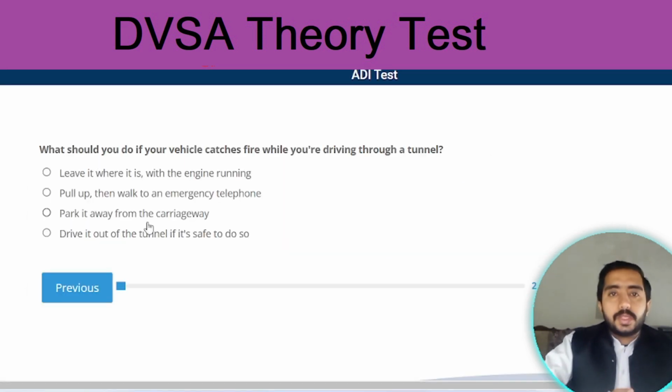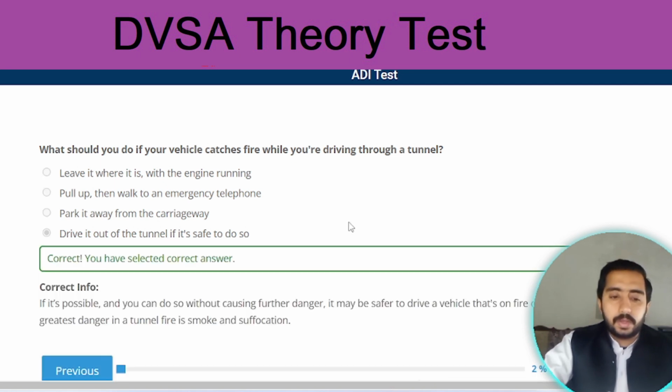Our first question of this quiz is, what should you do if your vehicle catches fire while you are driving through a tunnel? While you are driving through a tunnel and your vehicle catches fire, in this case, drive it out of the tunnel if it is safe to do so. Option D is the correct one.